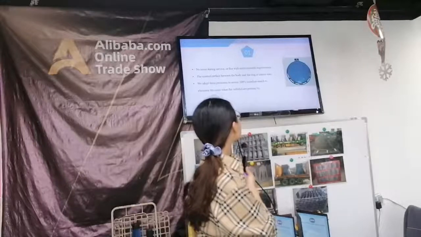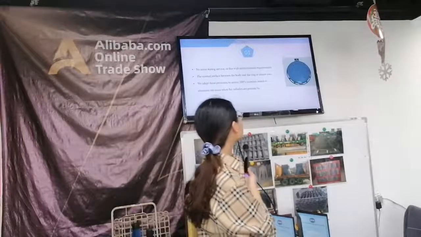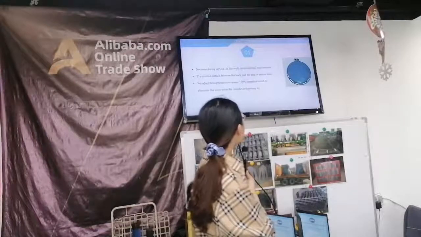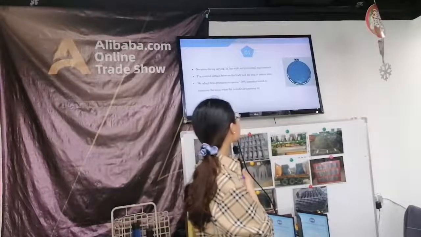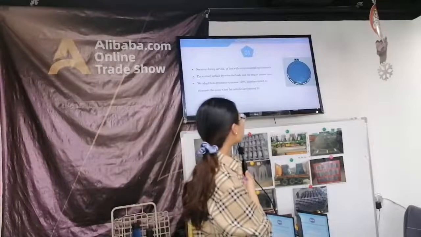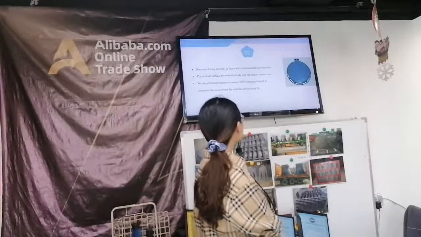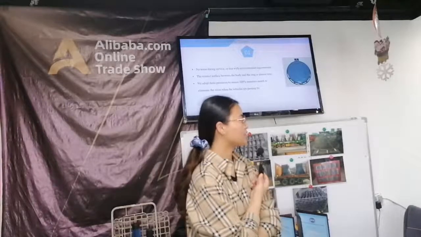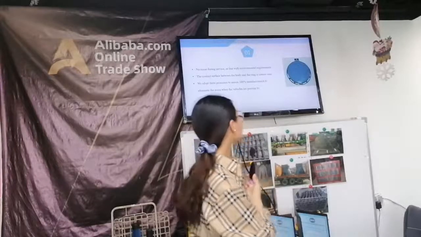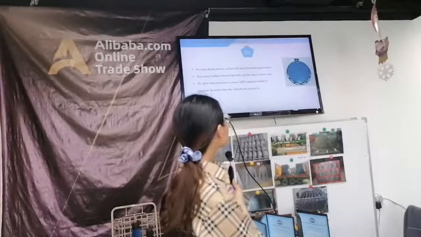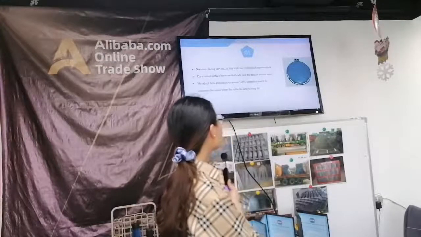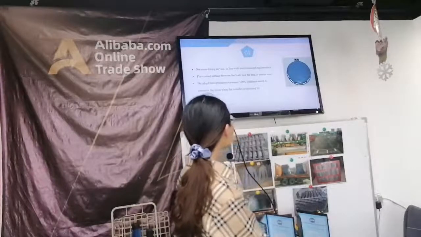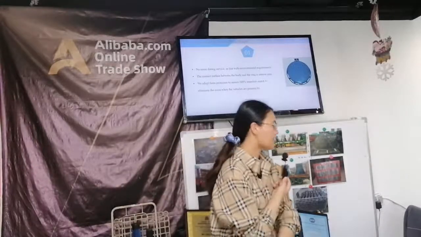Next, I will introduce the characteristics of deco iron metal covers to you. First, it has no noise during service, in line with environmental requirements. The contact surface between the body and the frame is almost zero. We adopt 3 processes to assure 100% seamless match, which eliminates the noise when the covers are assembled.